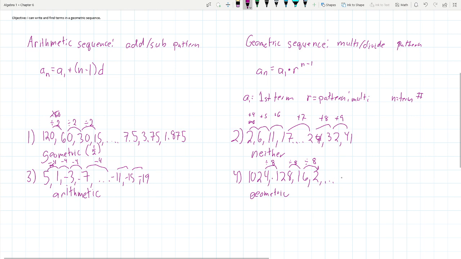If I do 2 divided by 8, I get 0.25. If I divide that by 8, I get 0.03125. If I divide that by 8, I get 0.0039, approximately. Okay.